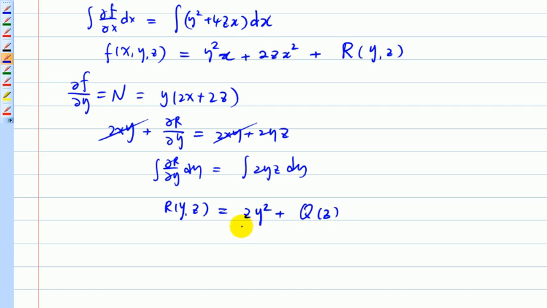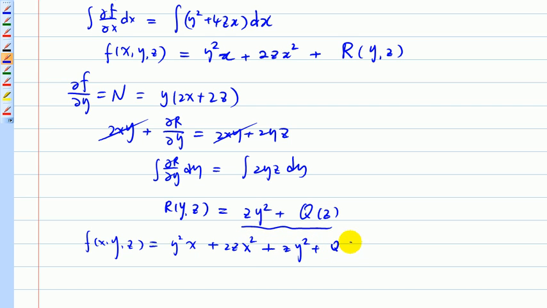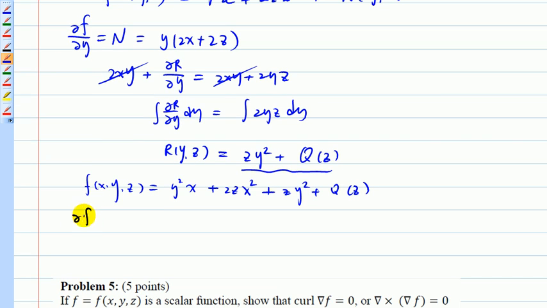So now I can move this whole thing back over here. Then f(x, y, z) is yx plus 2zx squared plus zy squared plus q(z). So I do have one more condition with df over dz. Now this term here is equal to p, and p is y squared plus 2x squared.